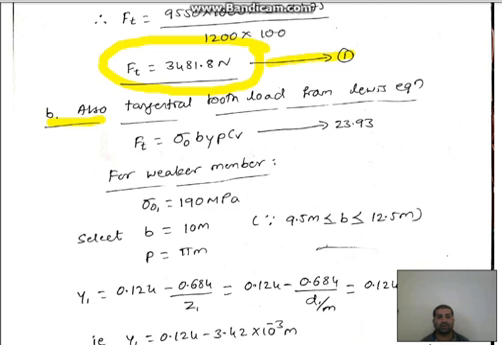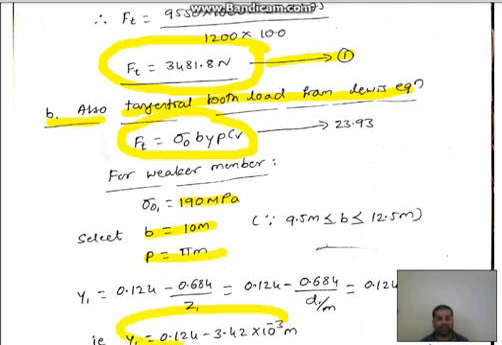B bit, tangential tooth load from the Lewis equation. The equation is given here. For the weaker member, sigma naught 1 is 190 MPa. Select face width is 10 moduli. Circular pitch is 5 m. Again, the Lewis form factor y1 is in terms of moduli.